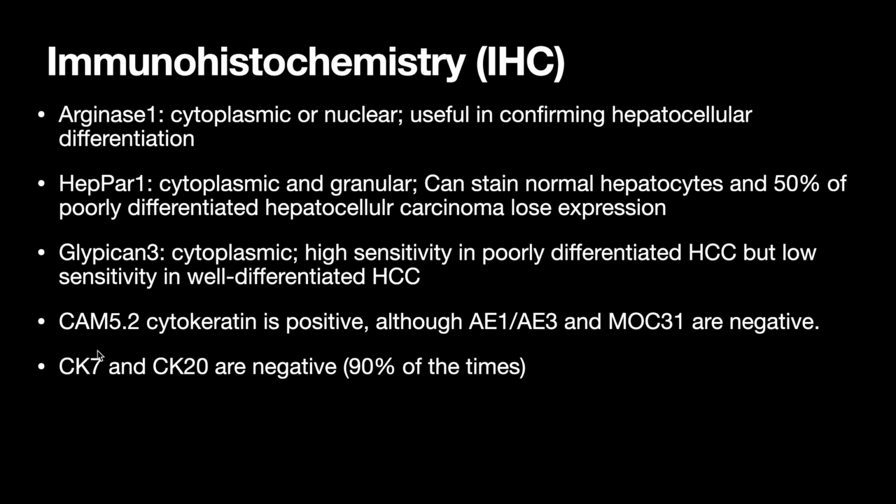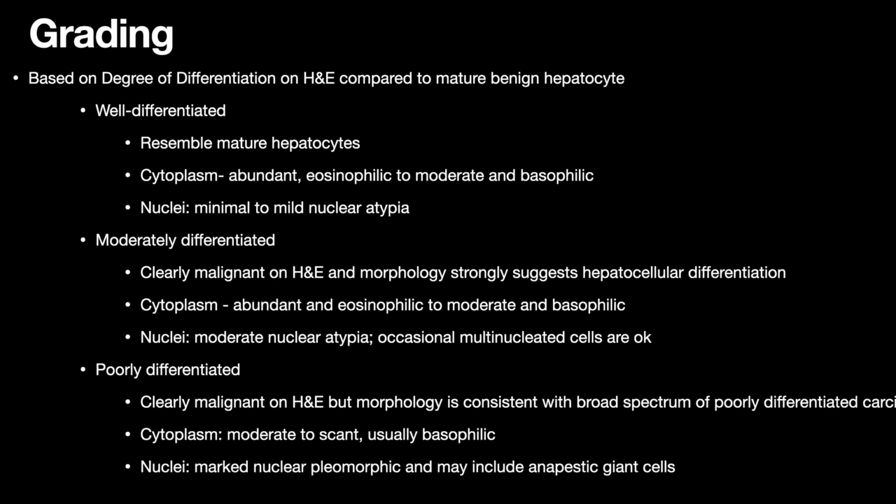CAM 5.2 cytokeratin is positive, although AE1/AE3 and MOC31 are negative. CK7 and CK20 are negative, and that's part of your CK7/CK20 differential, including prostate cancer, which is also CK7 and CK20 negative. Grading is based on degree of differentiation on H&E compared to your mature benign hepatocyte.